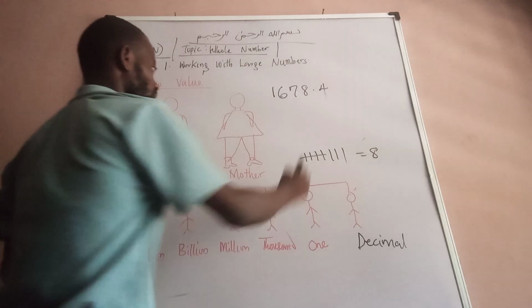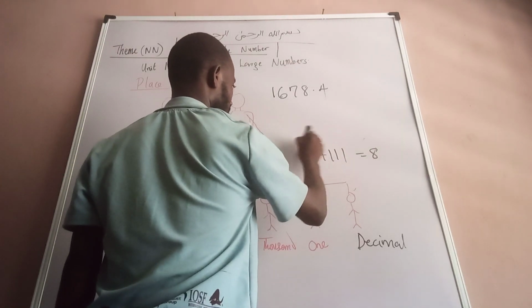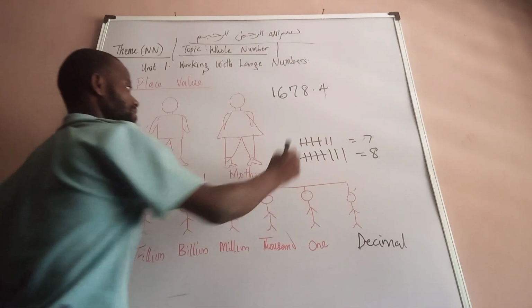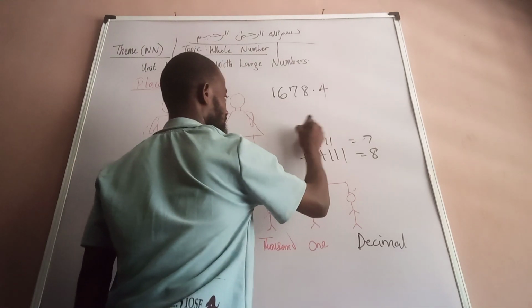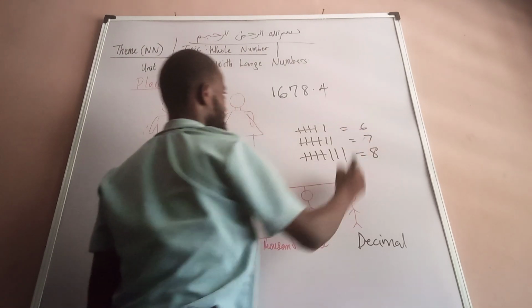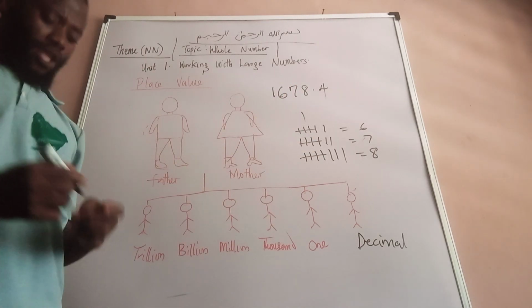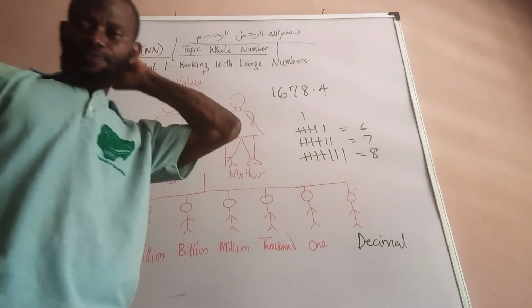Now, 7 will be what? 1, 2, 3, 4, 5, 6, 7. This is 7. And 6 is what? 1, 2, 3, 4, 5, 6. This is 6. Then 1 is this. You can see that as it goes like that. But in place value, it is not like that.